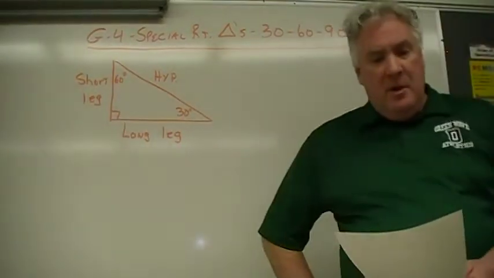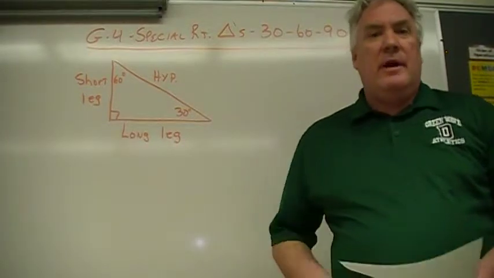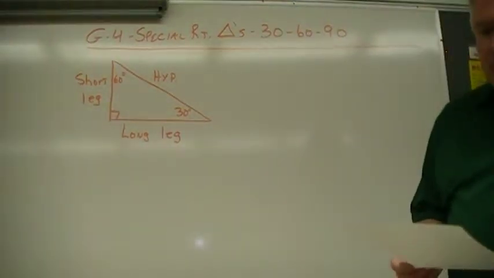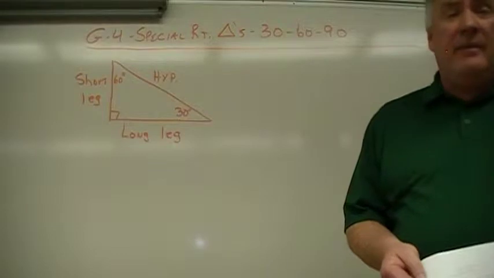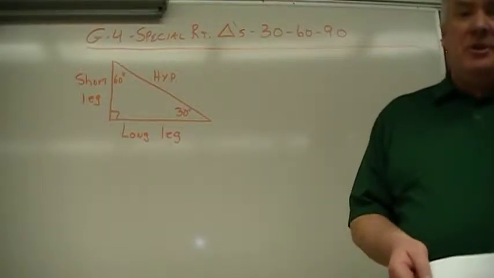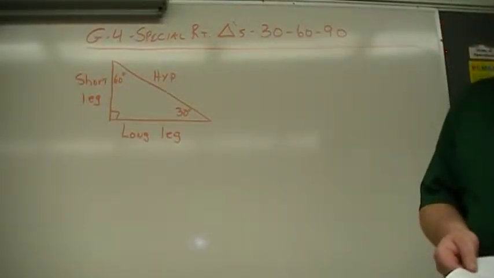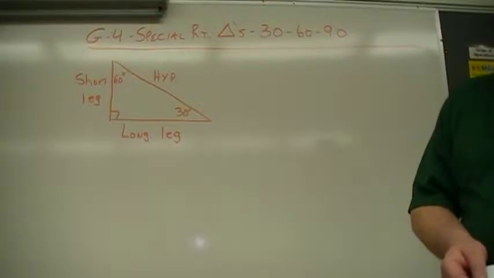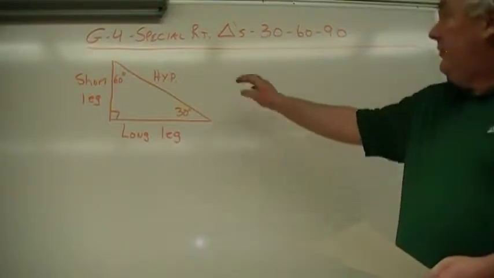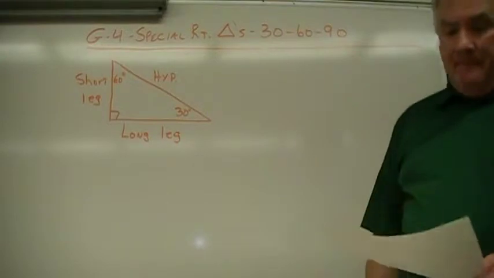Hi everybody, moving right on with our triangles. We just finished 45, 45, 90. We call them special right triangles. We're going to now move to the other set of special right triangles, 30, 60, 90.